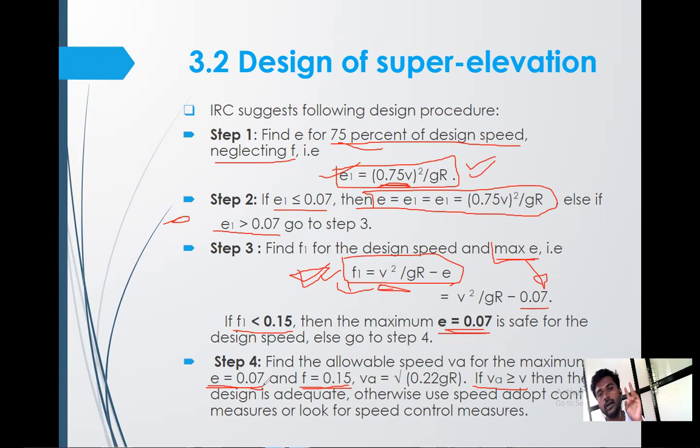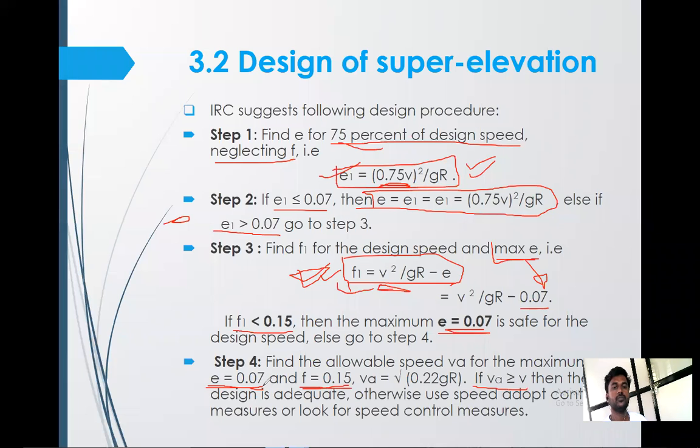But if that F goes beyond 0.15, then we have to calculate the third part, that is allowable velocity, by keeping F as 0.15 and E as 0.07. Then we have to find out the velocity. Whatever the velocity it comes, that will be taken as allowable velocity. Means what? Beyond that velocity, we cannot drive the vehicle. Okay. So write down these steps.